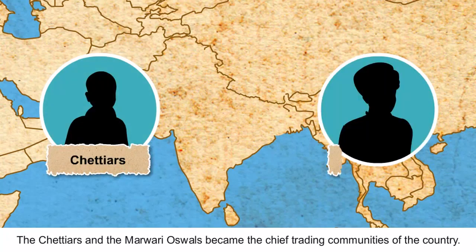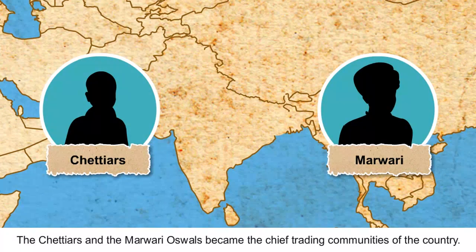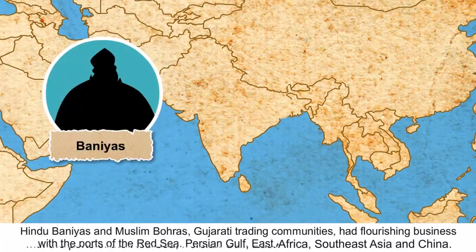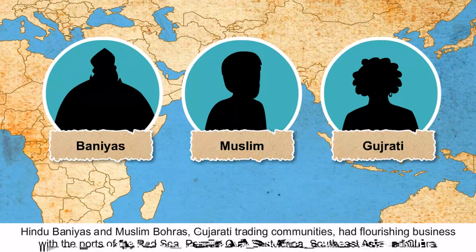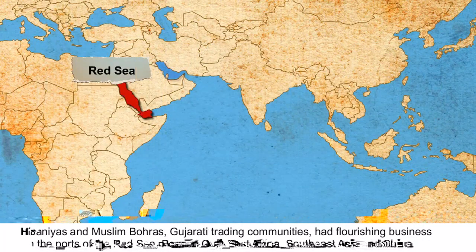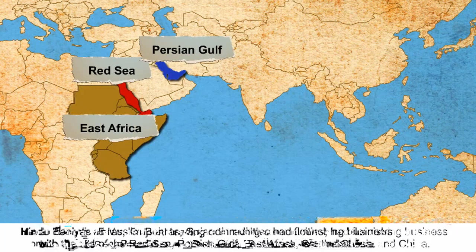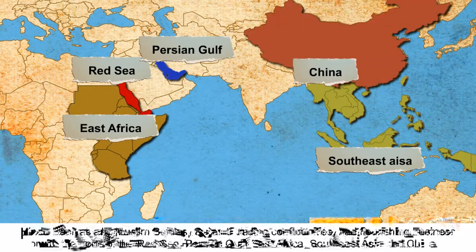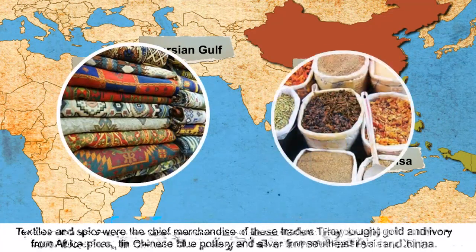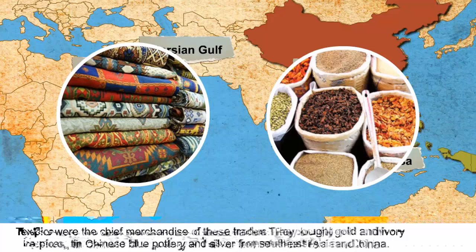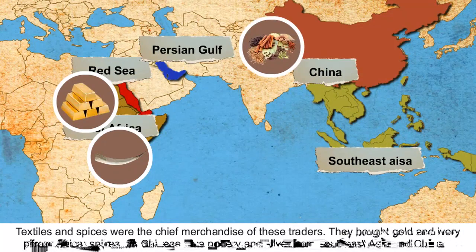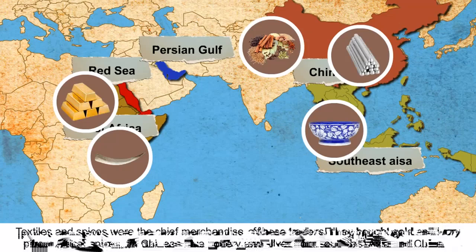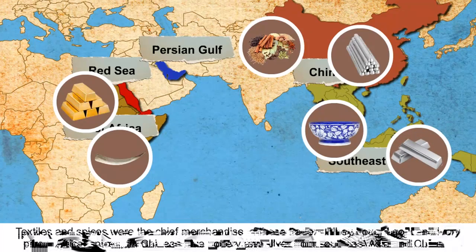The Chettiars and the Marwari Oswals became the chief trading communities of the country. Hindu Banias and Muslim Bohras, Gujarati trading communities, had flourishing business with the ports of the Red Sea, Persian Gulf, East Africa, Southeast Asia and China. Textiles and spices were the chief merchandise of these traders. They bought gold and ivory from Africa, spices, tin, Chinese blue pottery, and silver from Southeast Asia and China.